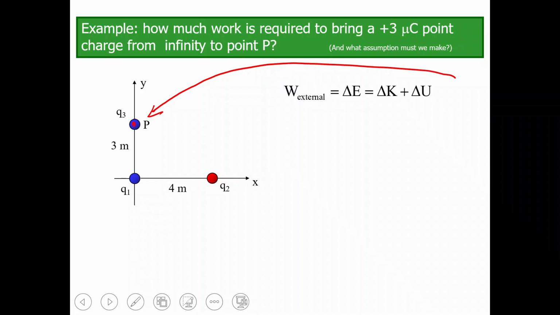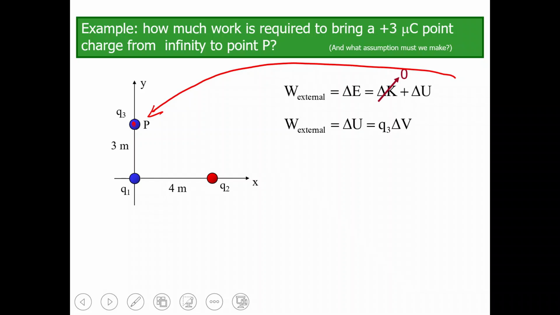That external work would be equal to our change in energy, which would be the sum of the change in kinetic and the change in potential energy, because we're actually going to have to do work to move it into place. But we're going to assume that we're starting it at rest and ending it at rest, so we're not going to have any change in kinetic energy. So in this case, our external work is being used to cause a change in potential energy.